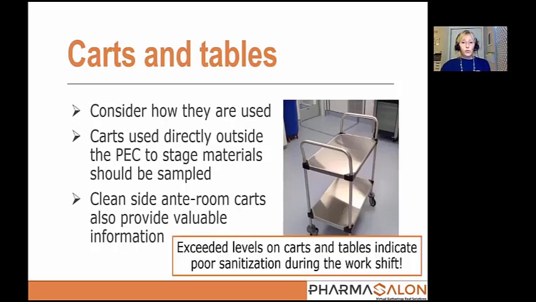So also, one of the things that we tend to find is exceeded levels on carts or tables indicate poor sanitization during a work shift. So as you're collecting these during dynamic activity, during a work shift, if you're finding a lot of organisms, it might be that there's not frequent sanitization of the surface during the work shift. And again, that's an area for process improvement.